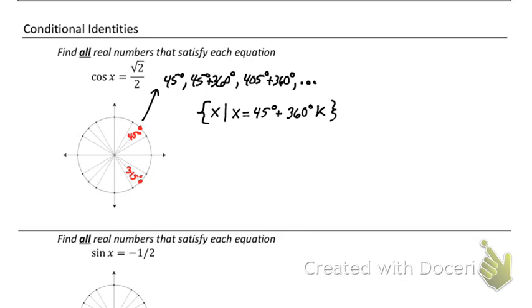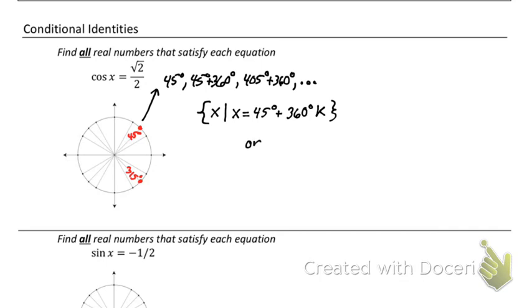So this means 45 plus 360, 45 plus 360 times 2, or 720. Or it could be 45 plus 360 times a negative 1, in other words, minus. So these are all the possible solutions using this angle. Now we have to talk about the second angle, because the second angle is also solutions.